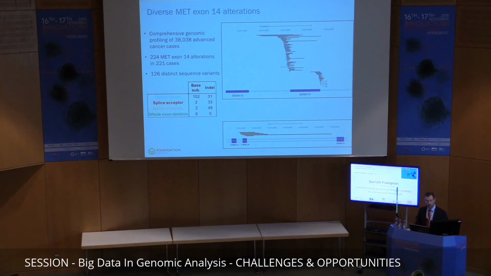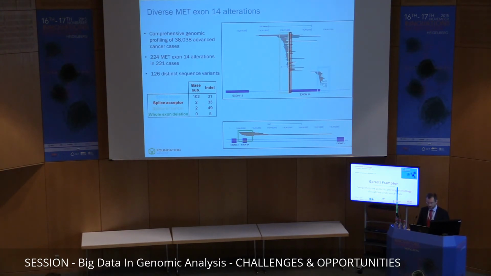So we looked at all of the alterations in all of these specimens and examined those that were likely to affect splicing of MET exon 14. And in total, we identified 224 alterations in 221 specimens. And I think what's really remarkable here is the incredible diversity of alterations. It's not like KRAS where you see the same mutation over and over again. There were 126 different sequence variants represented in these 221 patients. So detecting them and properly reporting them is critically important and very challenging.